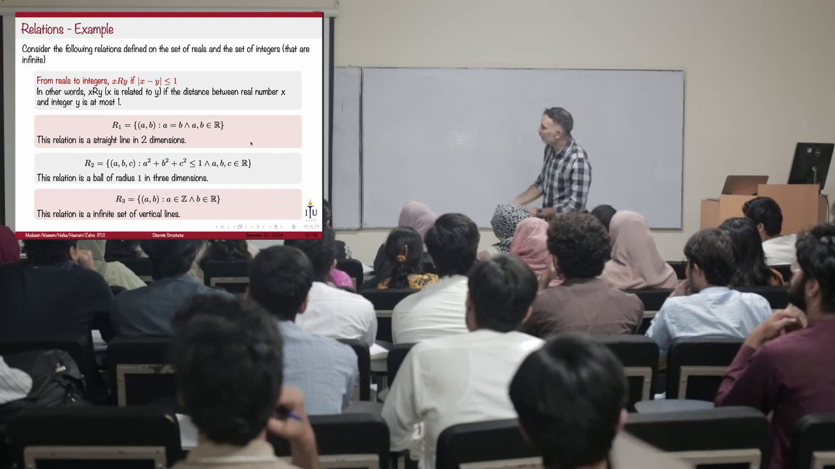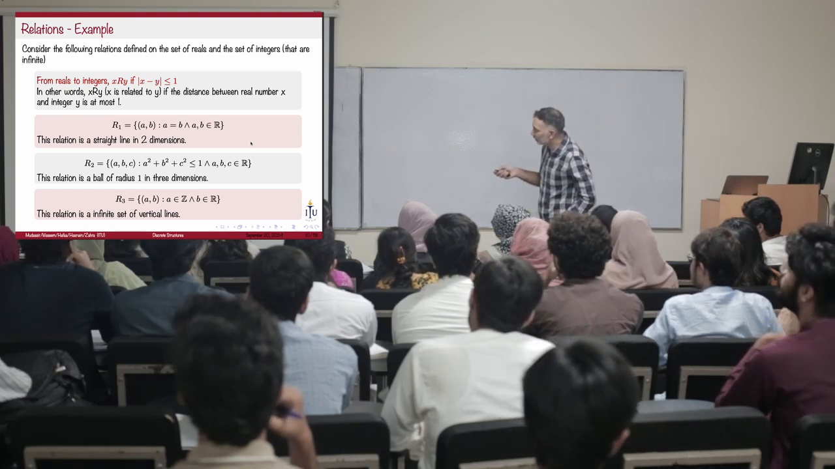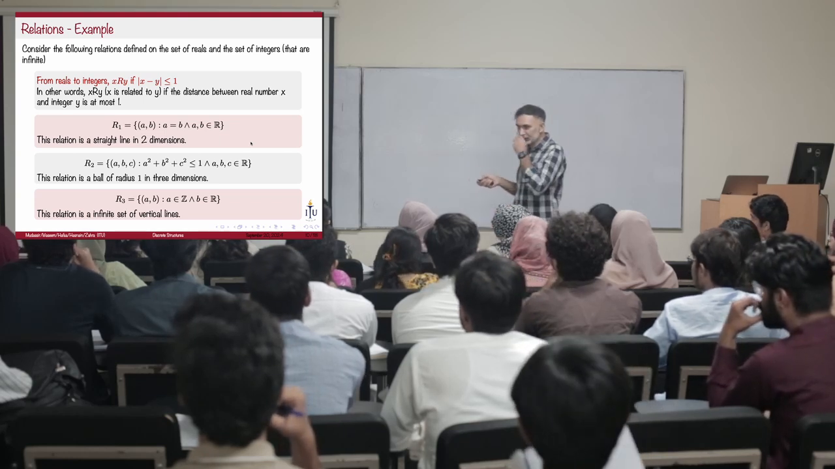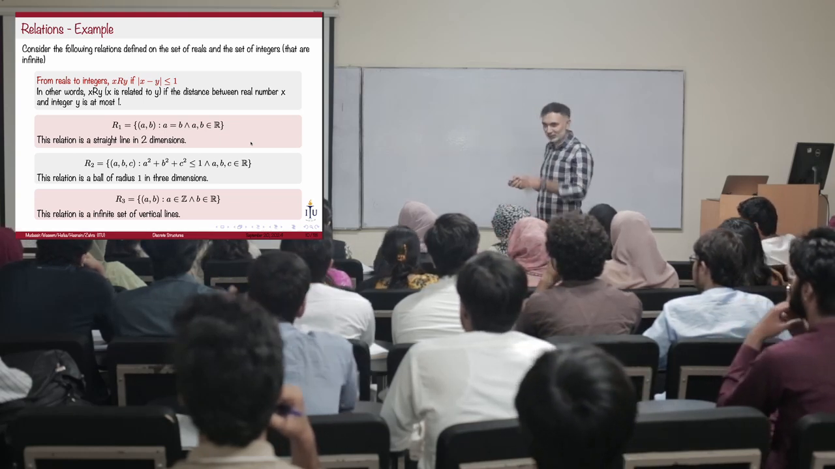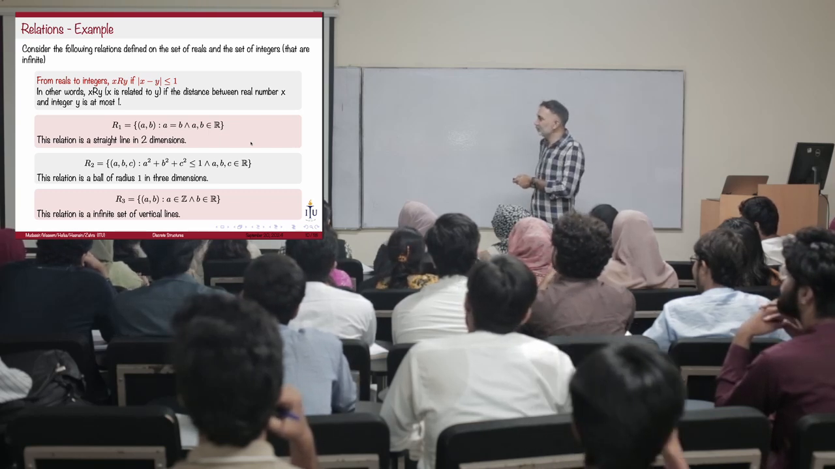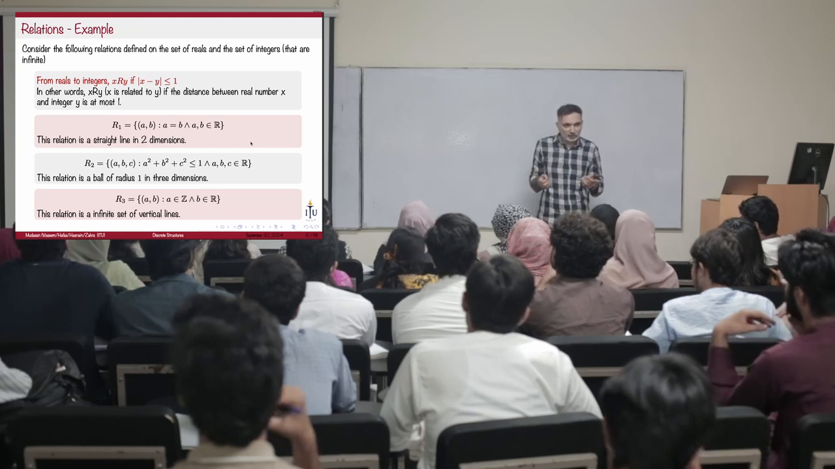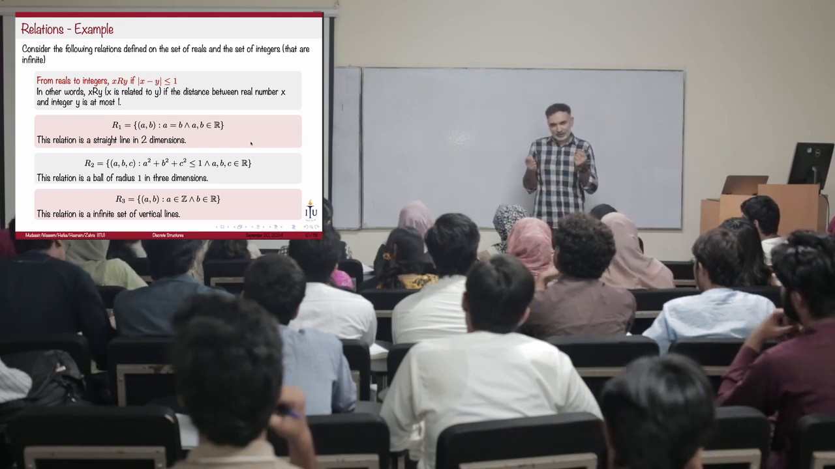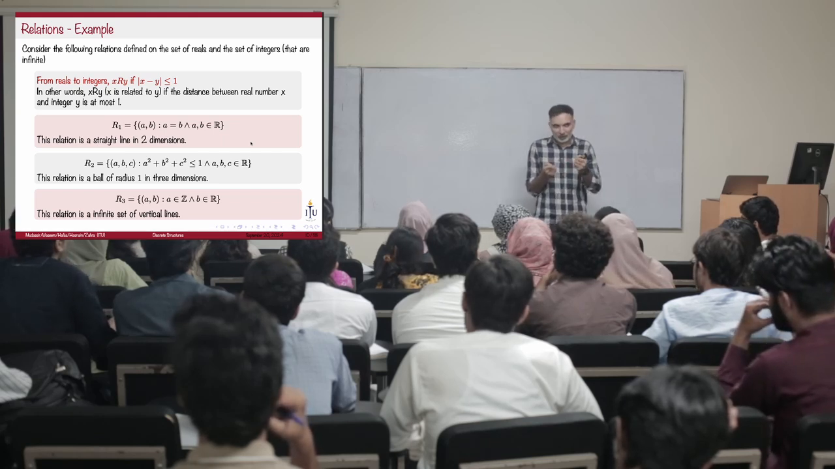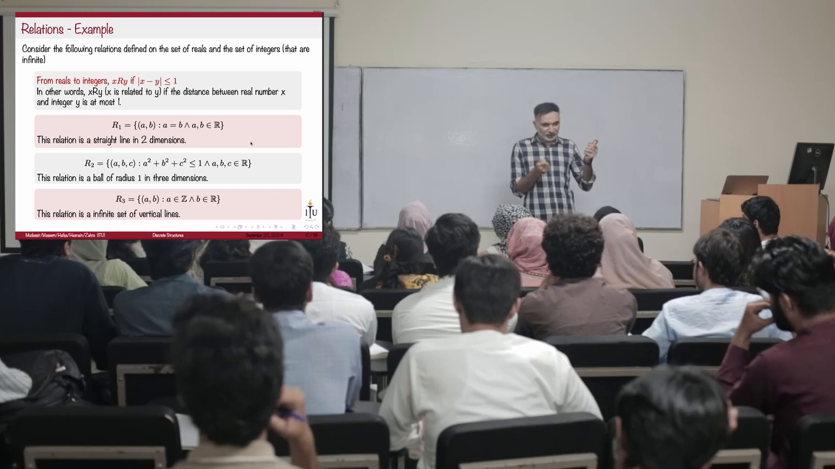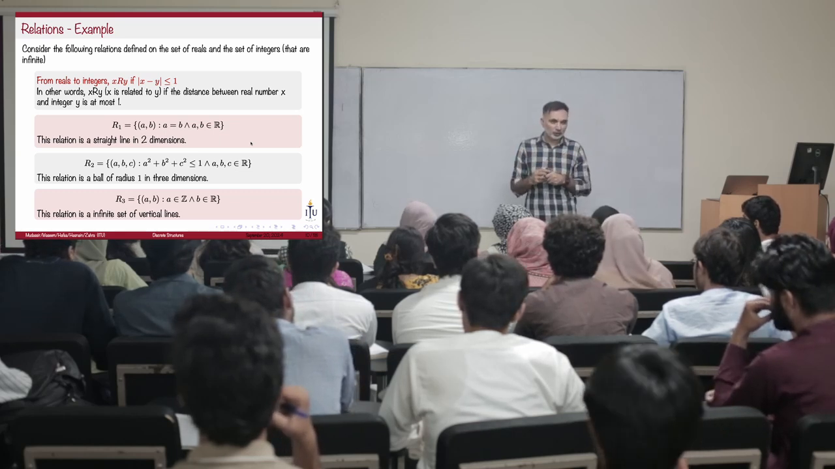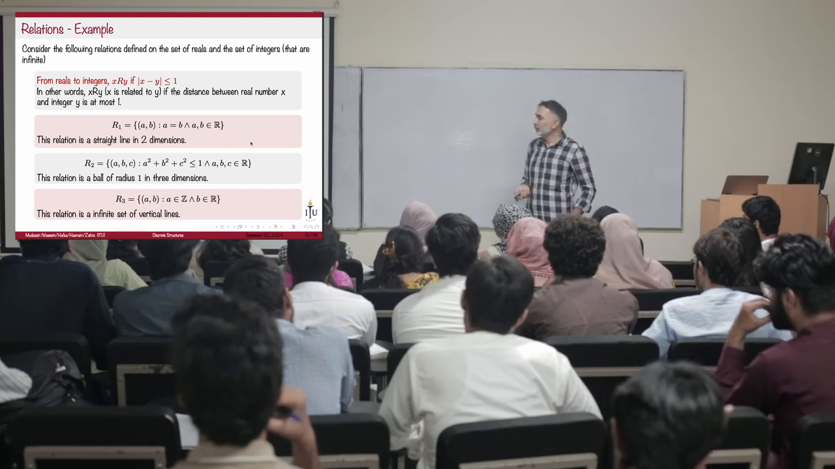Now, talking about R2, I'm talking about R1 here. Is it the same as this? I'm talking about the first one that we wrote, R. So in R, what all will you have? In R you would get all pairs whose distance is at most 1. So 0 would be related with every number greater than or equal to minus 1 and smaller than or equal to 1, and so on.